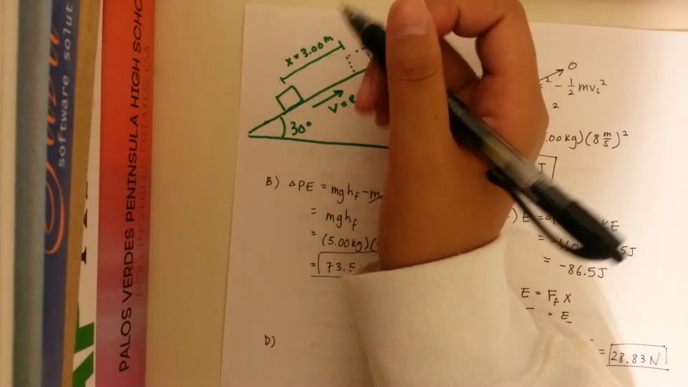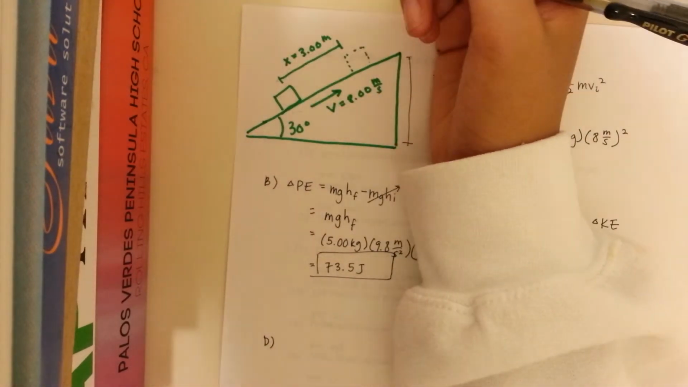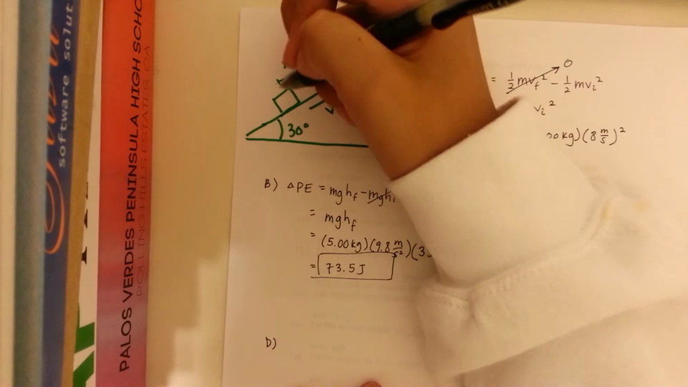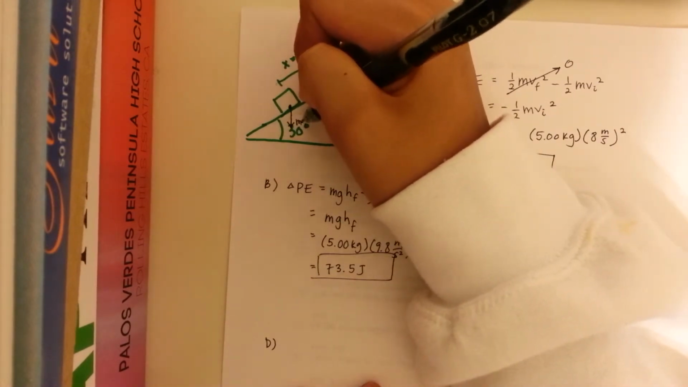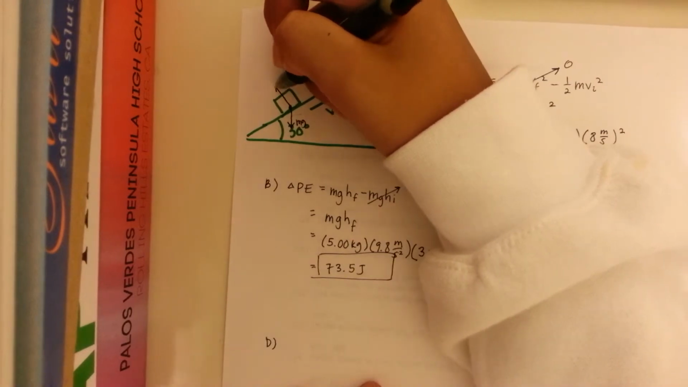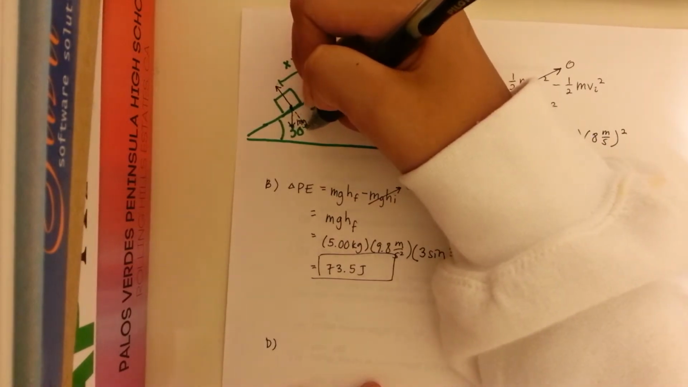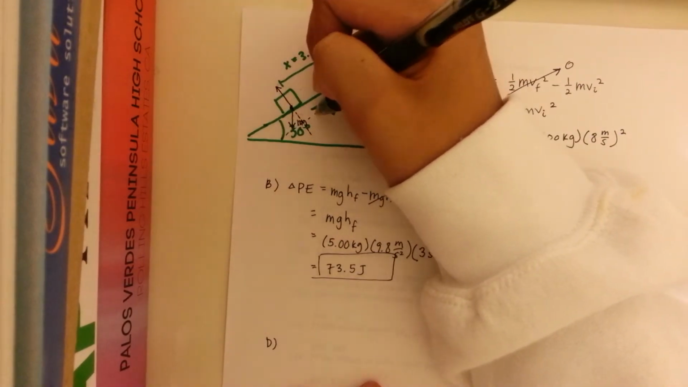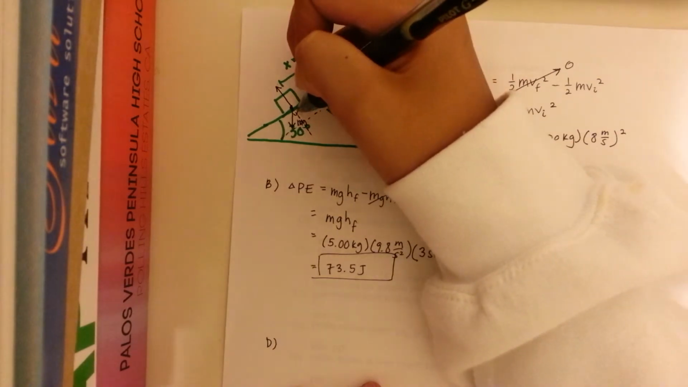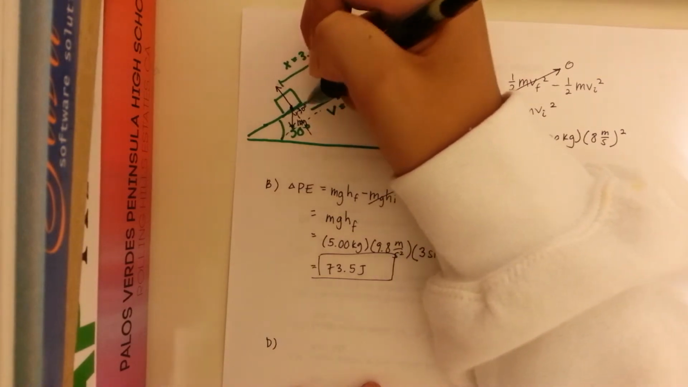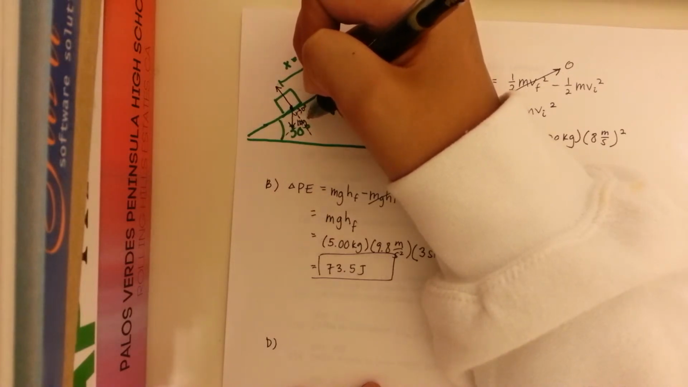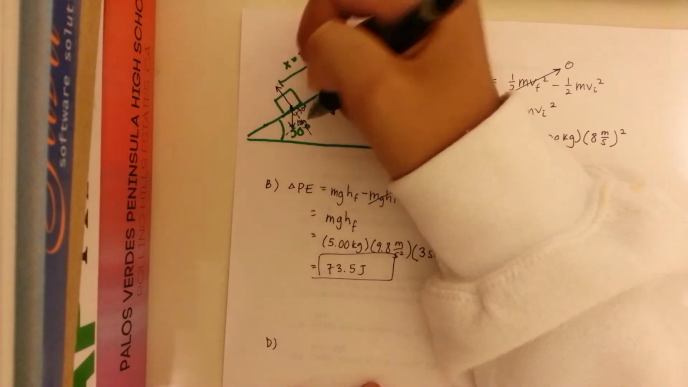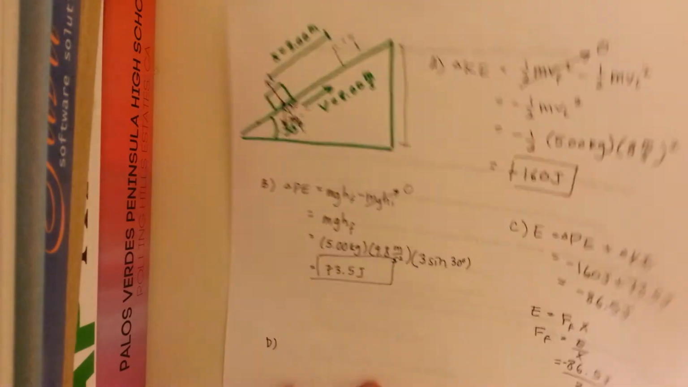Then for D, you're going to try to find the coefficient of kinetic friction. So go back to this part, and you're going to want to do your forces, your free body diagram. So you have mg going down, with your normal force going up like this. This part will also be 30 degrees. This will be mg cosine 30 and mg sine 30.